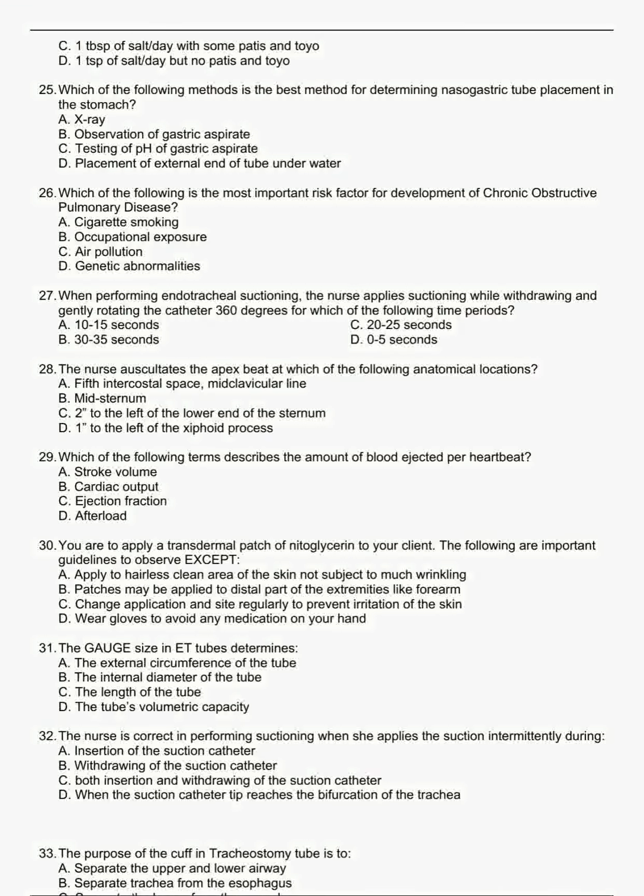33. The purpose of the cuff in tracheostomy tube is to: A. Separate the upper and lower airway. B. Separate trachea from the esophagus. C. Separate the larynx from the nasopharynx. D. Secure the placement of the tube.